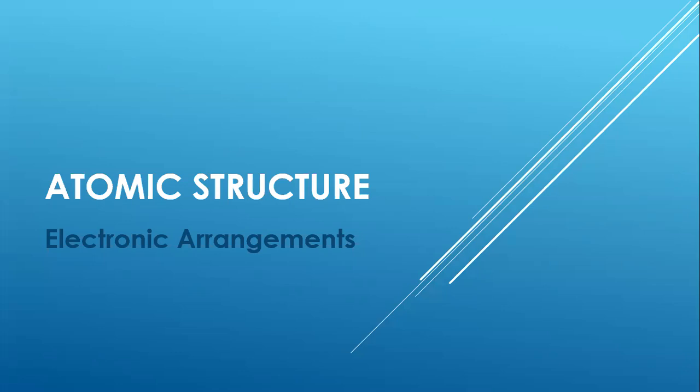Our topic is the atomic structure. In the past video, we discussed the subatomic particles. We said that the atom consists of three subatomic particles: the protons, electrons, and the neutrons. Now, today let's see the electronic configuration, or simply electronic arrangement. Now, let's dive into it.